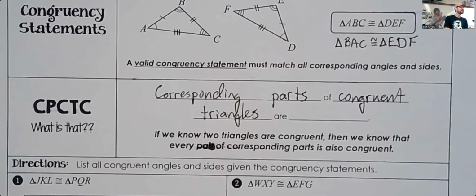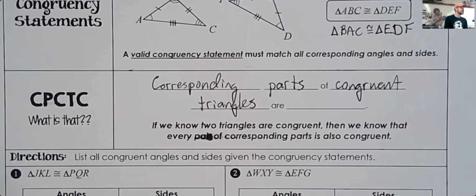Corresponding parts of congruent triangles are themselves congruent. So basically, if you have two things that are the same size, every part in those two things are going to be the same size. Makes sense, right?